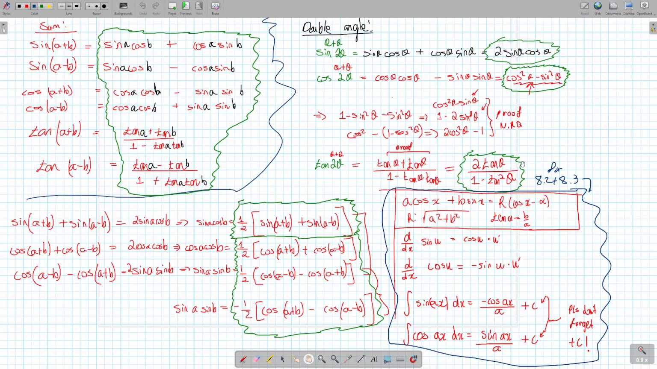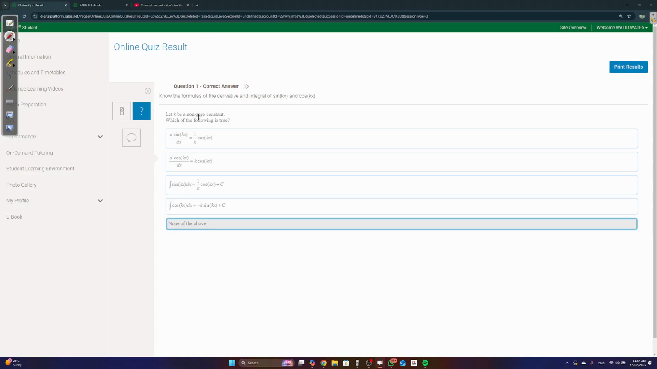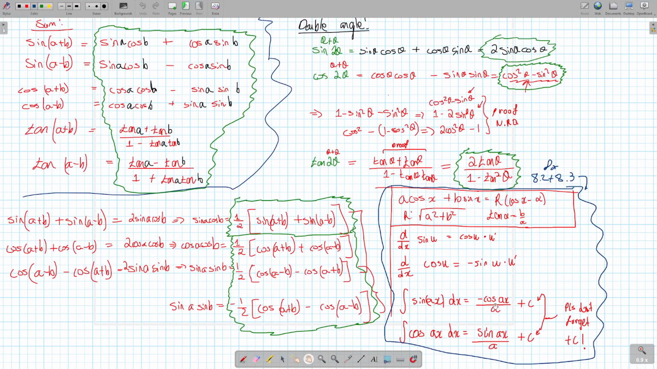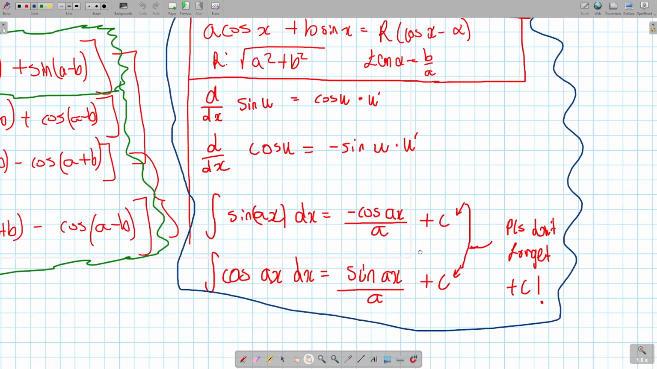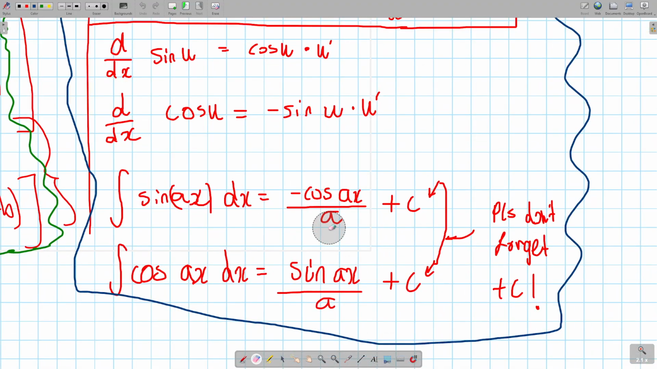Let k be a non-zero constant. Derivative of sine kx. Derivative of sine kx is 1 over k cosine kx. No, this is wrong. When you see 1 over, that's for the integral. See the over a? Let me write it in a better way, because the book doesn't do over a. They do 1 over a times, which is the same thing. But let's do it the way the book shows you, because at the end of the day, that's how the questions will come.